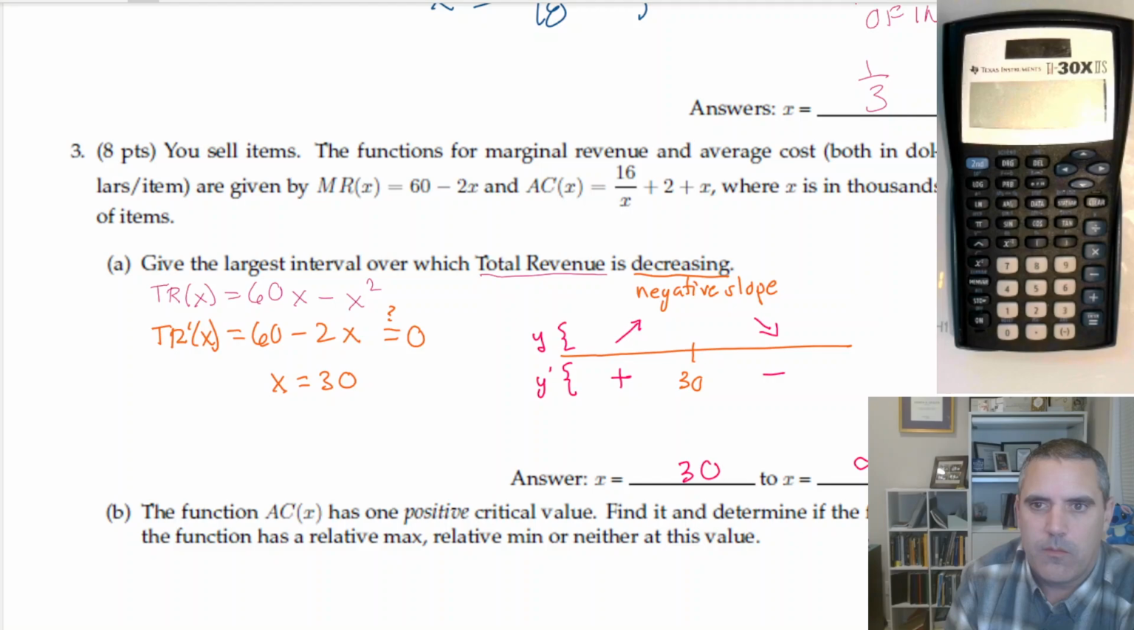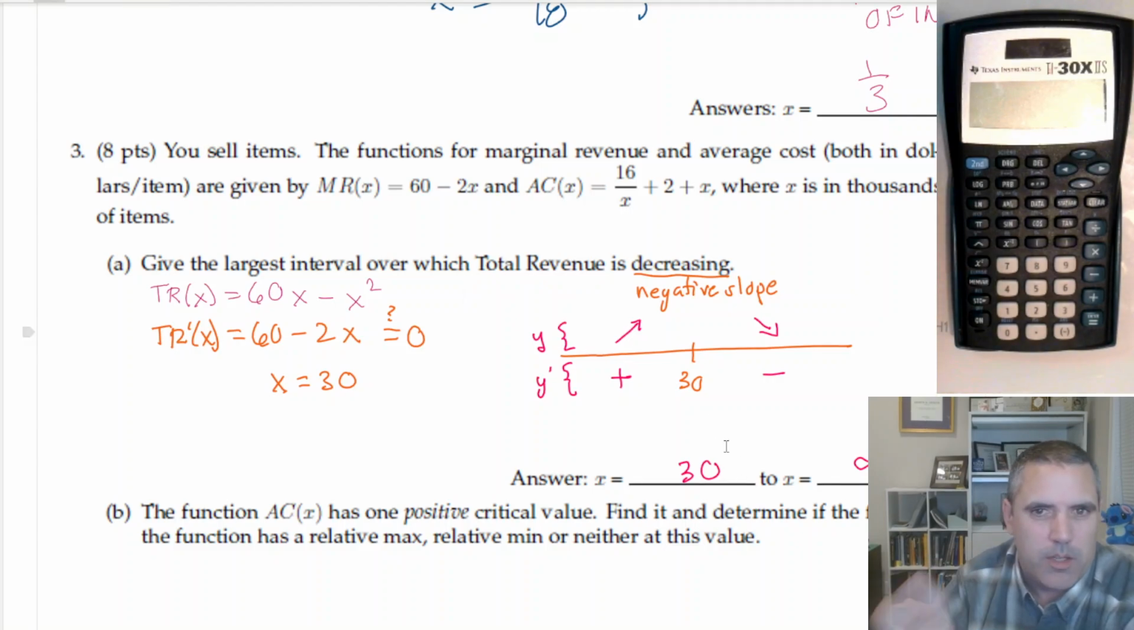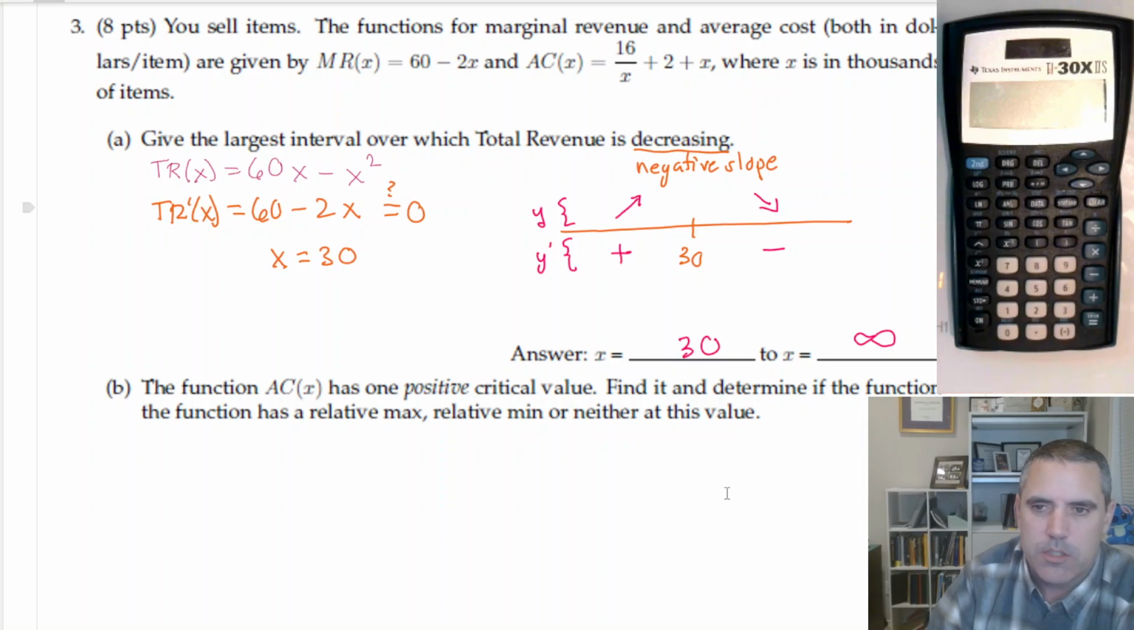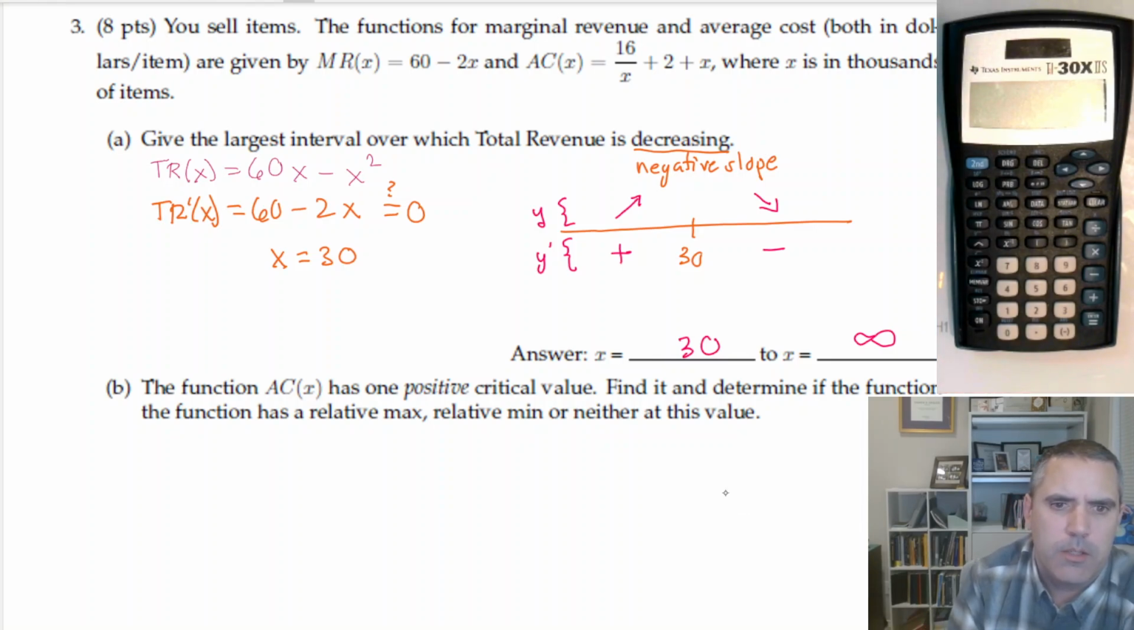All right. And this is what I was trying to get us to practice when I was posting videos before. Anyways, last thing, AC has one critical value. So this was pulled directly from an old exam.